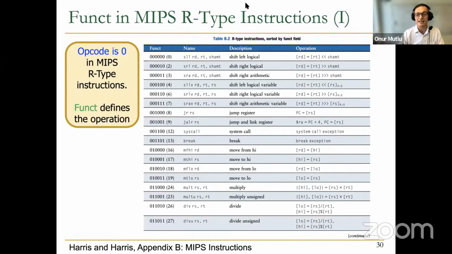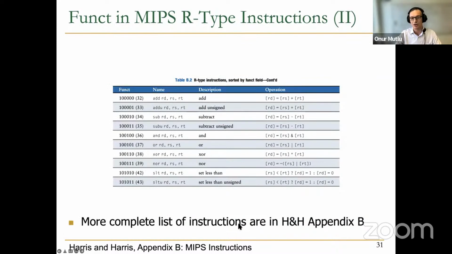For all instructions that have opcode 0, this is what happens when funct has different values. For example, shift left logical, jump and link register, break, system call, move to high. We're going to look at some of these. Divide unsigned, and you keep going. You can see subtract, add, XOR, NOR, set less than, etc. And you can see that not all 64 possibilities of funct are exhausted, so there's room for adding more instructions into the ISA.